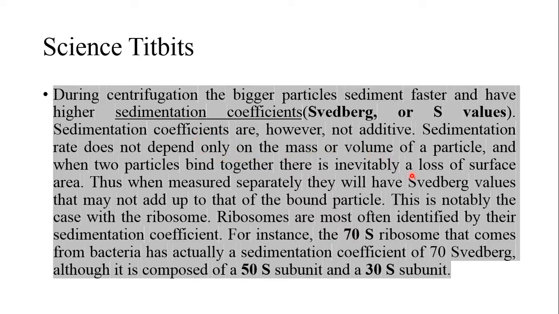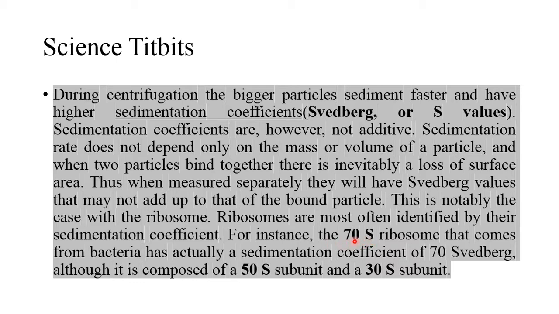It also depends upon the surface area. I can give an example of this surface area by the ribosome. And you know that there are two types of ribosome. One is 70S and another is 80S. 70S is mostly in bacteria and 80S in animal cells.